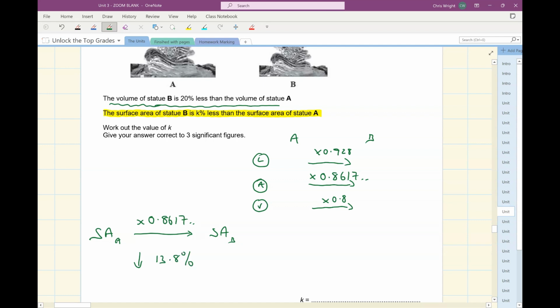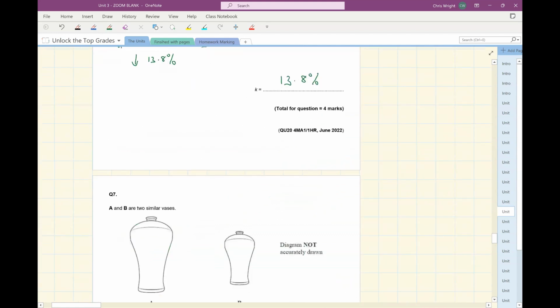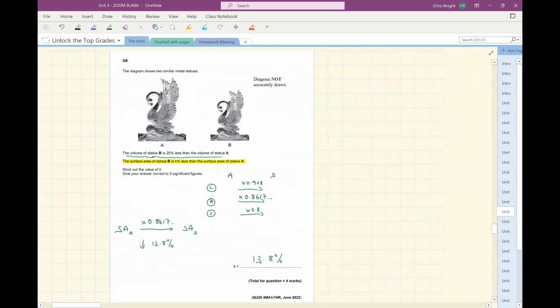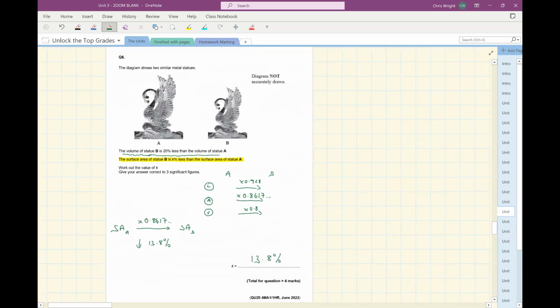And so what percentage less is the surface area of B than the surface area of A? Answer: 13.8% less. Tricky. And that is number 6. By the way, of course it was tricky. It's question number 20. They're going to be tough towards the end of the paper.